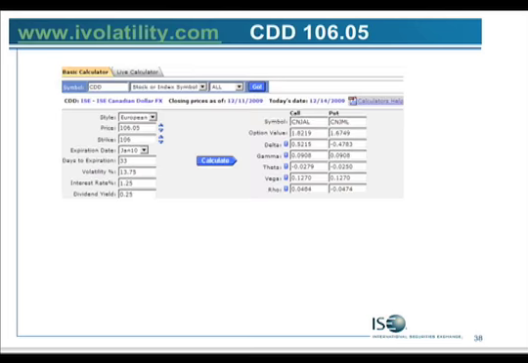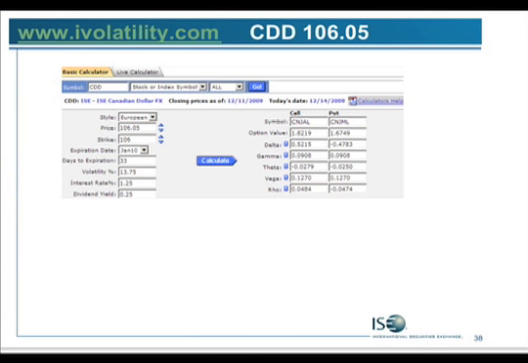I can go to a site called ivolatility.com and I can type in CDD, get the European style, put in the value. When I look, this is 106. It's actually, I think, down to 104. Number of days to expiration, I typed in 13.75. That was about 8 weeks ago. Believe it or not, volatility has declined significantly in the last 8 weeks. And then I put in the interest rate.